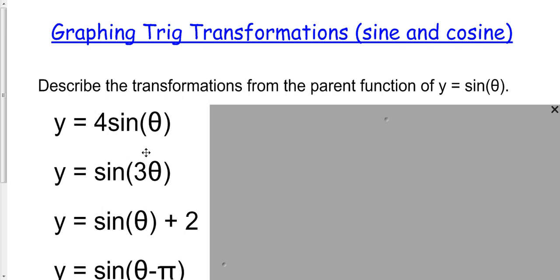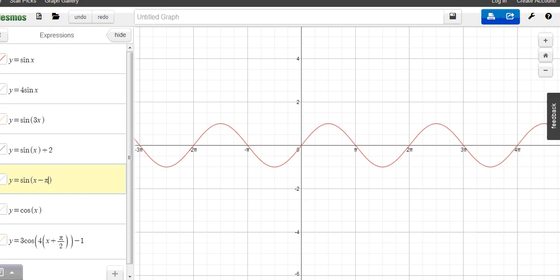You might remember how to do this based on transformations of other parent graphs, but if you're not sure, let's take a peek at this. So let's look at the graphs. We're looking for this one. And so here's the graph y equals sine of x. I think on my notes before I said sine of theta. So the first one says y equals 4 times sine of x.